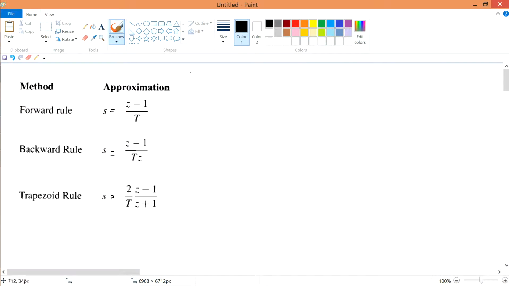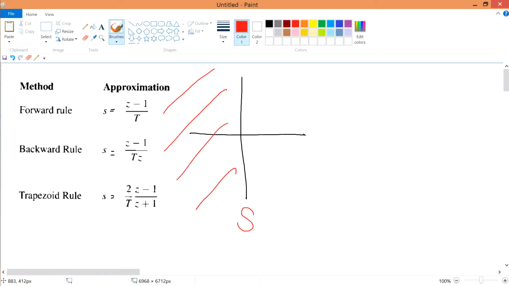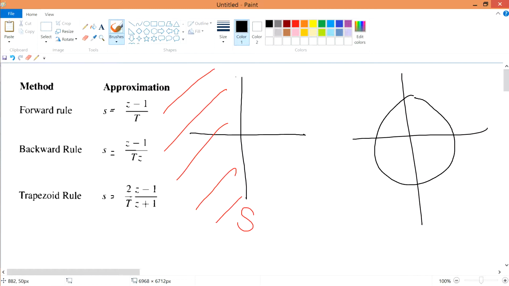In this video, we're going to prove to you that the trapezoidal rule is a good way to plot your S, because you remember in your S domain, anything within the left half plane is considered stable. Your poles or zeros within here are still stable. However, if you were to go into the Z domain, you may not necessarily be stable.